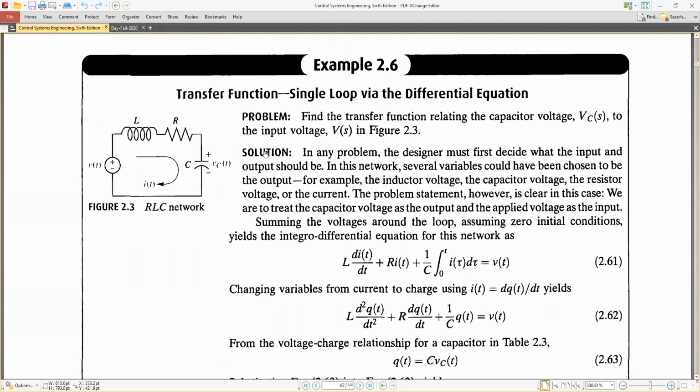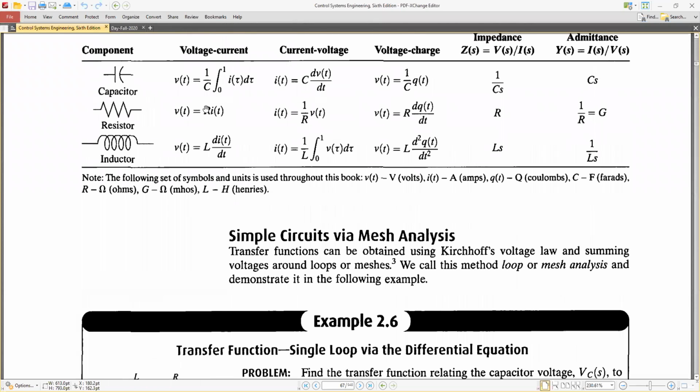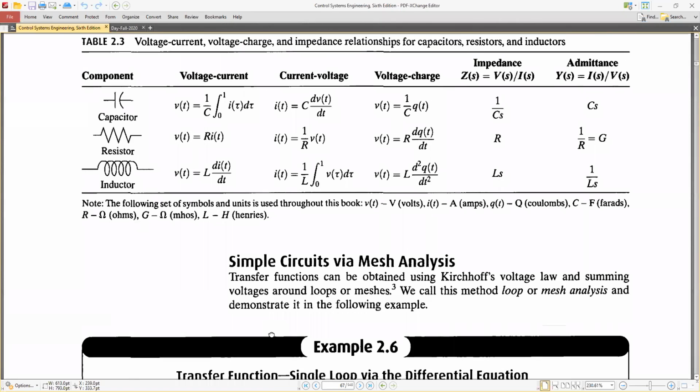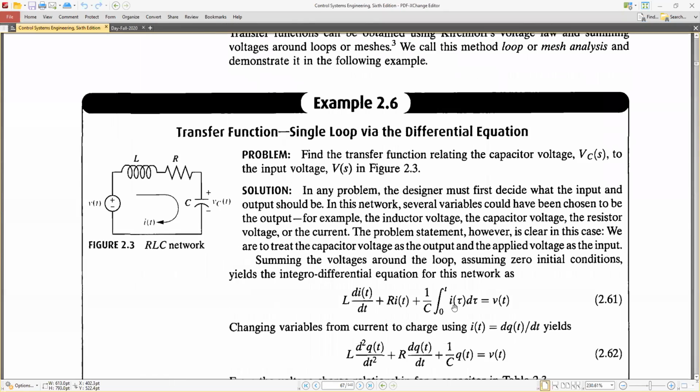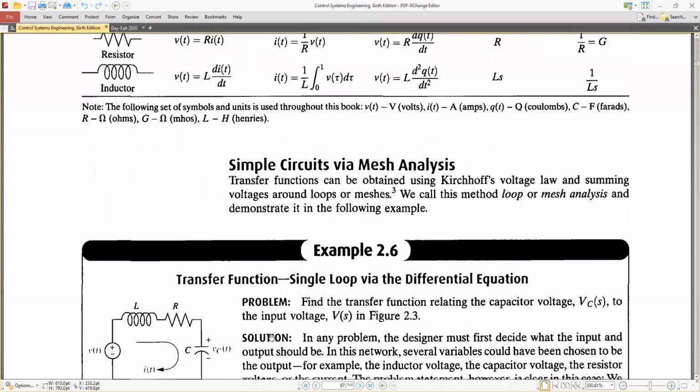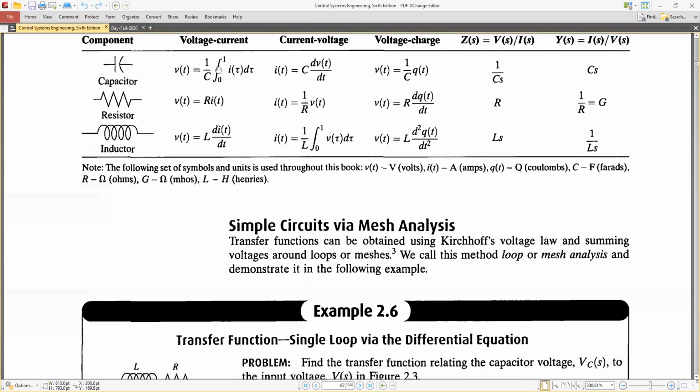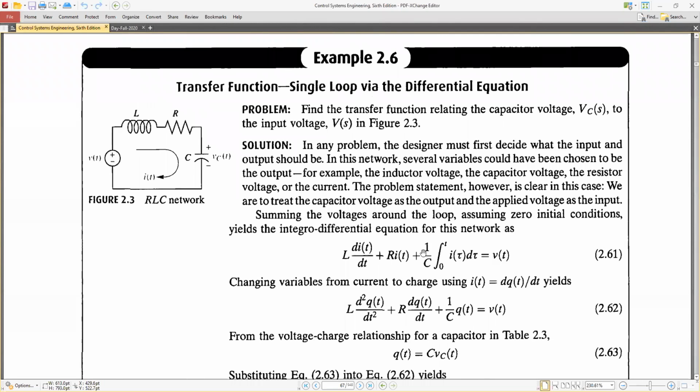For the R, what is the relation? R i(t). And for capacitance, this one. We have found these things from this table. So you need to memorize this table. It is very important. I cannot give you the table all the time, but you have to remember these things. So the sum is equal to VT.